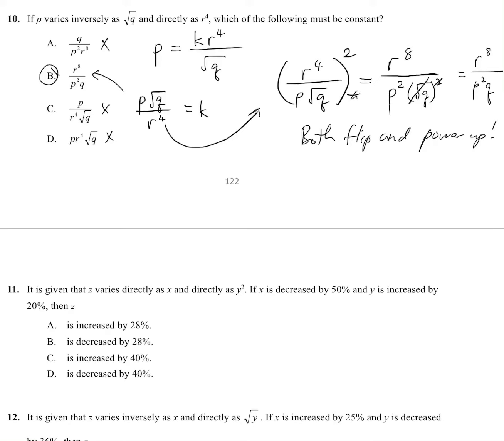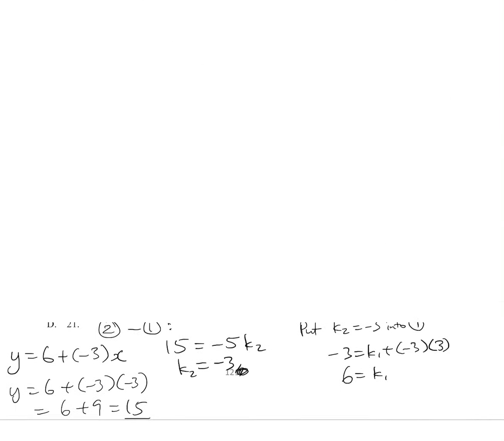Okay, so that's a good example to show you that they can actually do both things. Okay, so that's the second type of variation question that you may get.